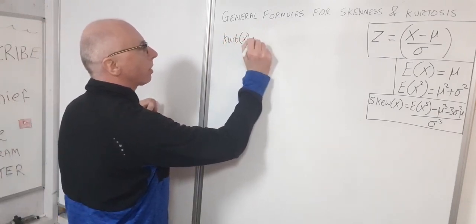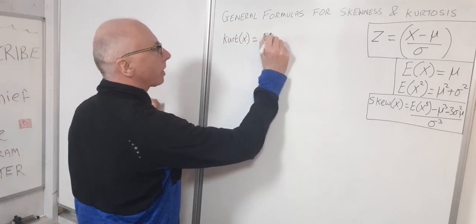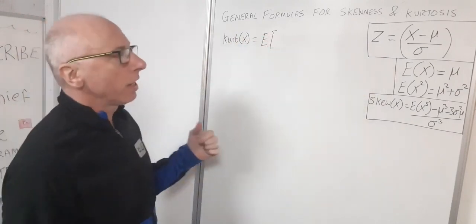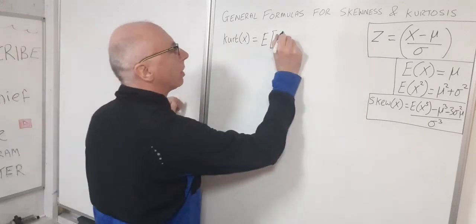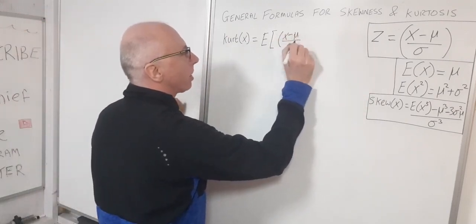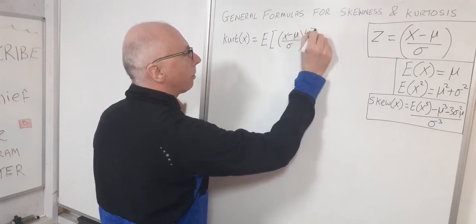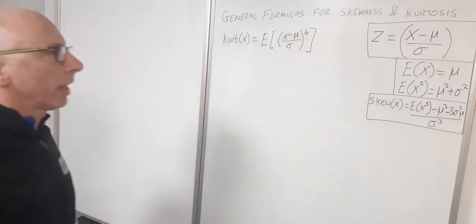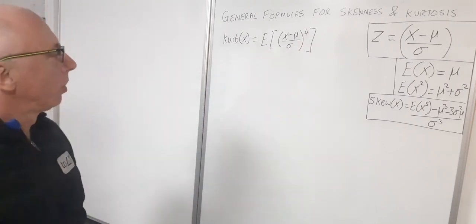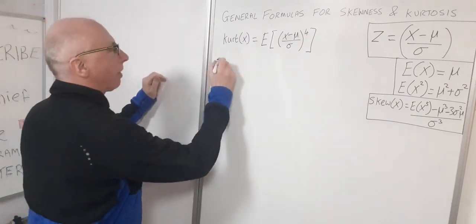So the kurtosis of x is the expectation as before. Now this time our z-score is raised to the 4th power. So now we've got x minus population mean, over standard deviation, to the power of 4. Okay, so now this time we need to expand this out to the power of 4. Okay, so let's take care of that.